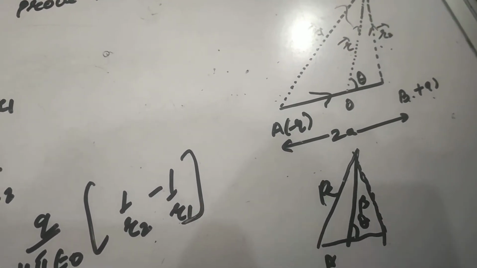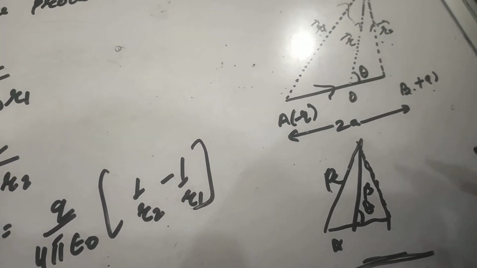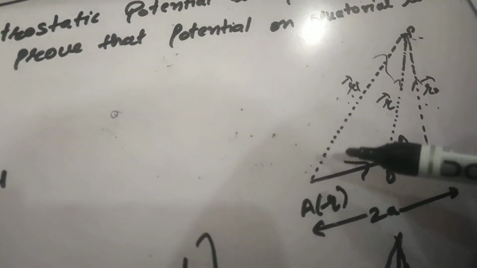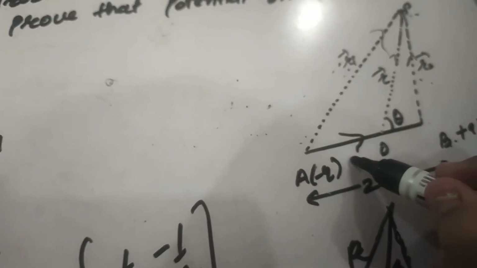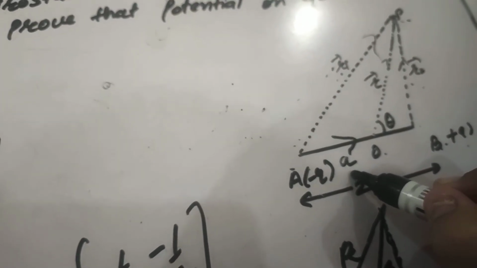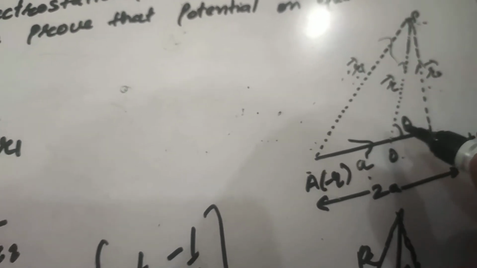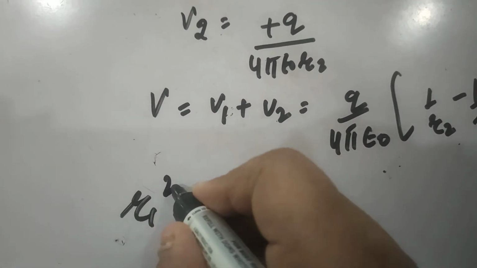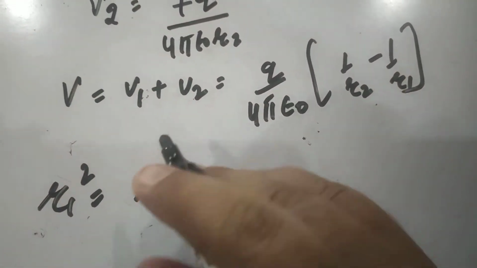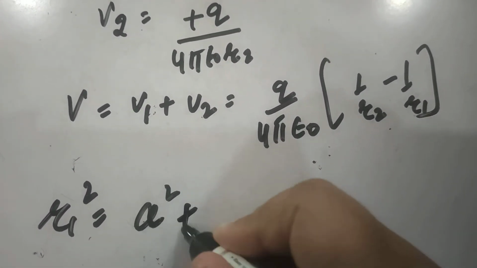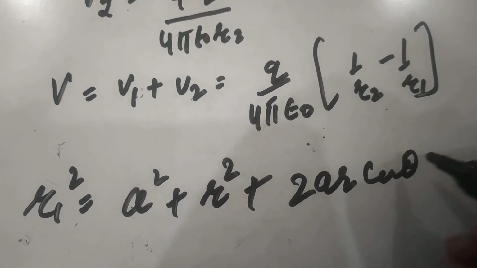Fine. So R can be calculated by this whole square plus this whole square, B sin theta plus B cos theta. So clearly we can write here r1 square can be calculated by, from A to O it is a square, plus r square plus 2ar cos theta, this angle theta. So r1 square can be written as a square plus r square plus 2ar cos theta.